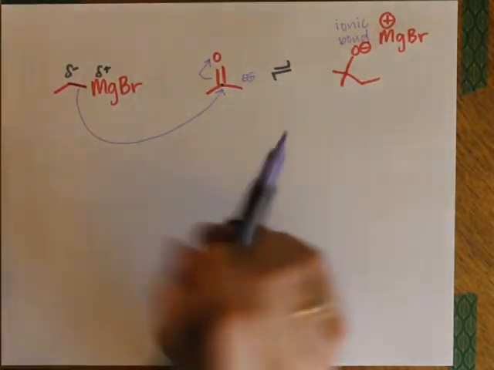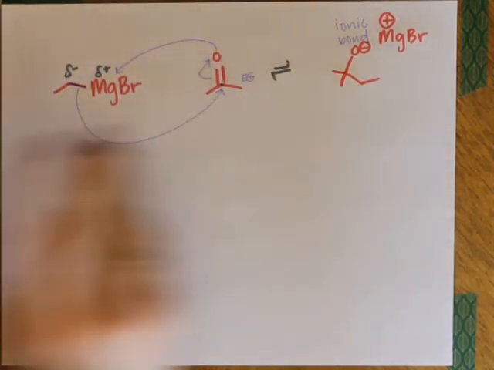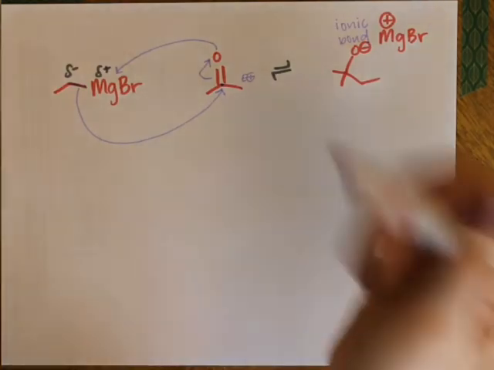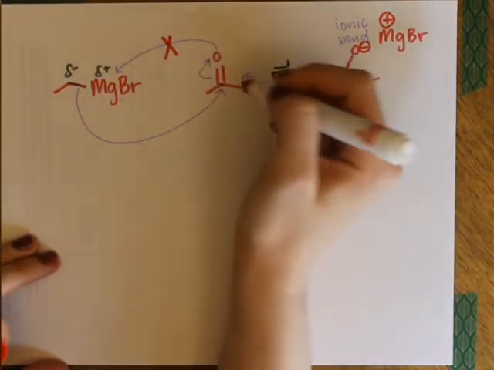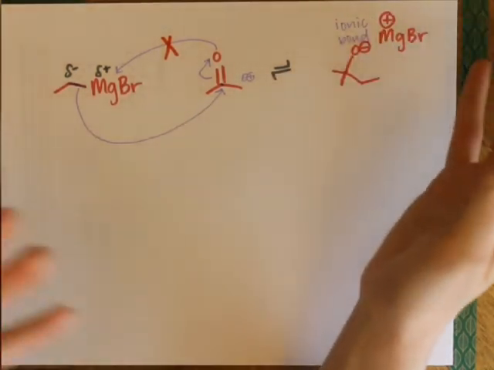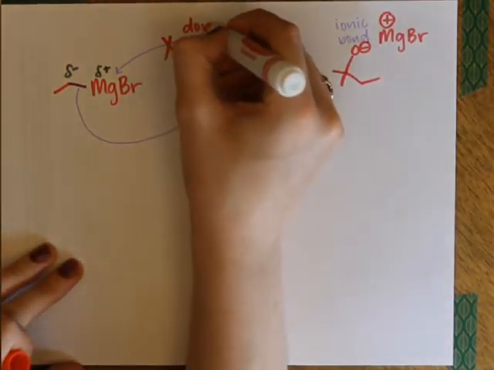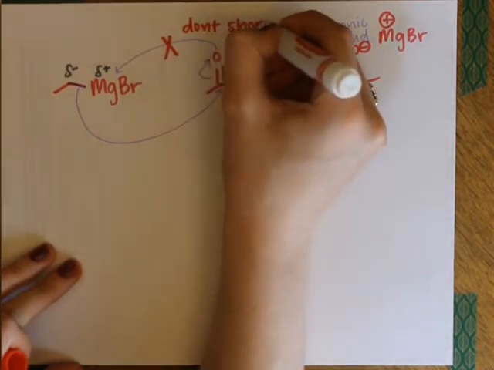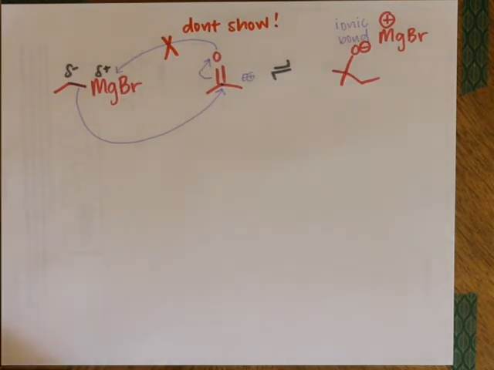I think it's doing too much to show this coming over here and attacking that. I think your book does that maybe for the sake of you understanding it, that, you know, it comes and forms a weird ionic complex next to it. You don't need to show it in a mechanism. It's not important. I think it adds too much confusion.